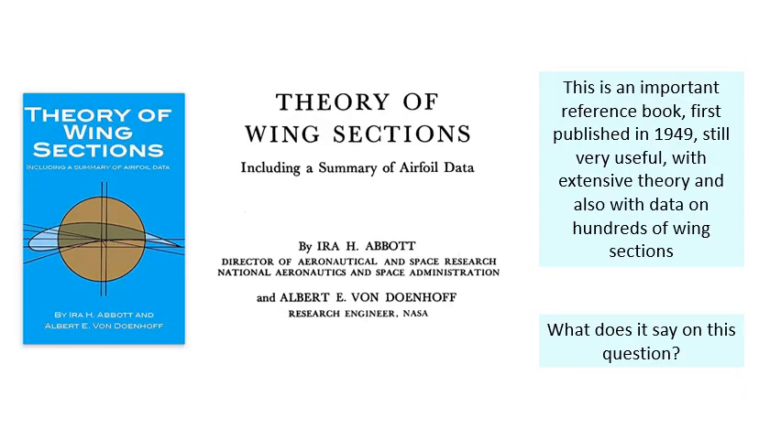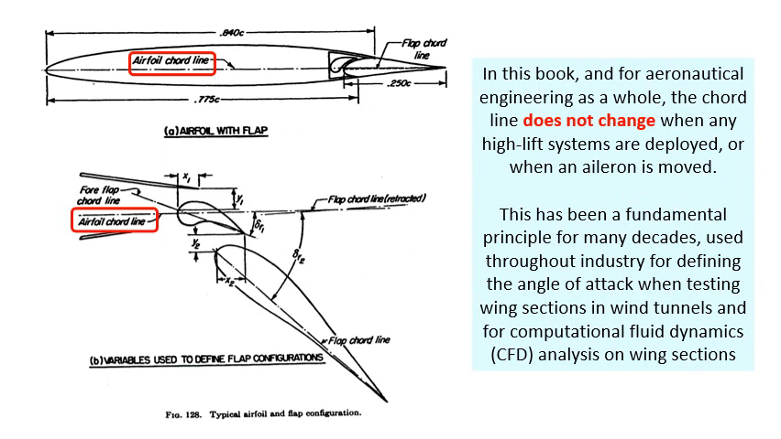Now here's one important reference book, Theory of Wing Sections, Abbott and von Doenhoff, with lots of theory and data on hundreds of wing sections. So what does it say? It says that the chord line does not change when any high lift systems are deployed. And that's the best practice in aeronautical engineering as a whole.